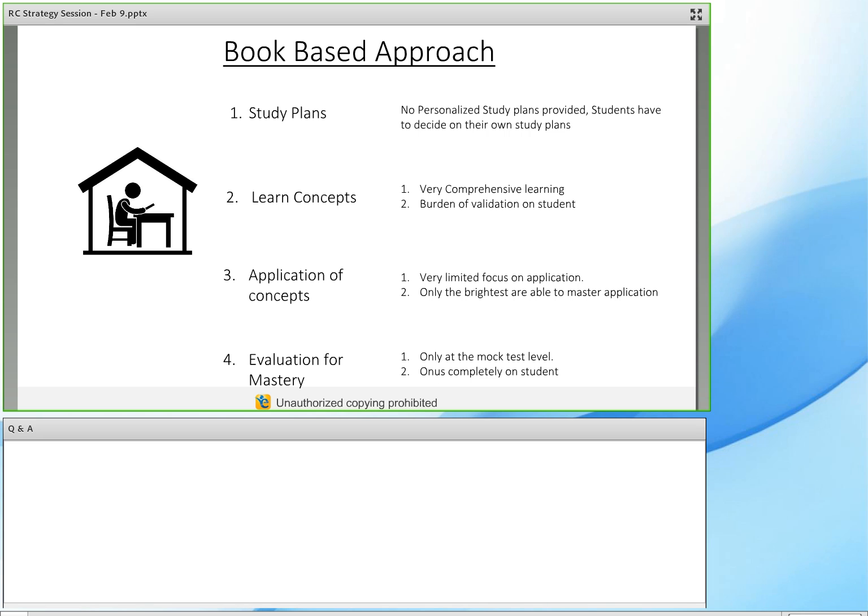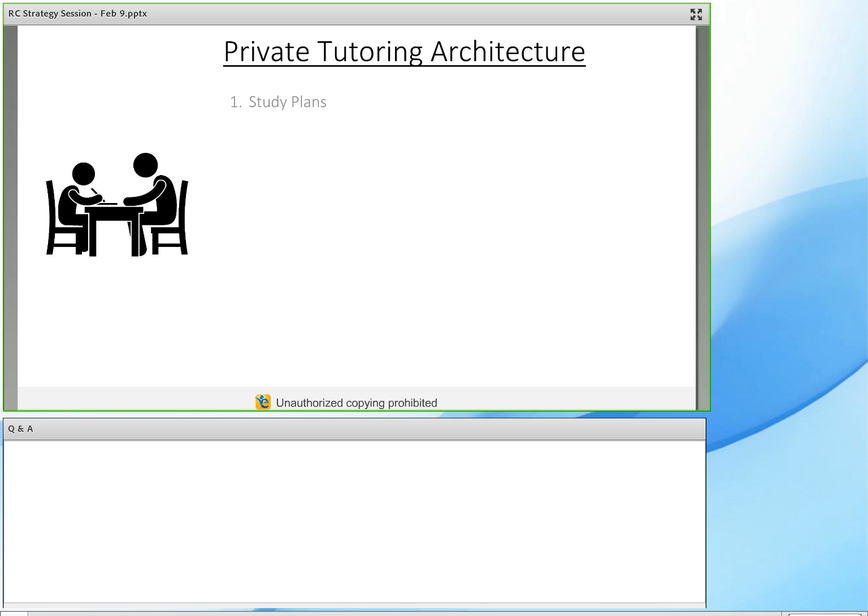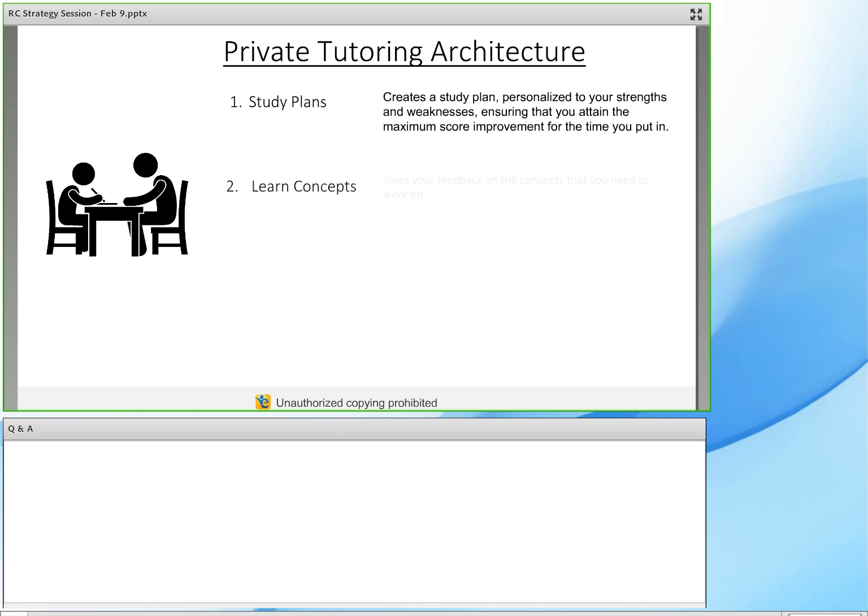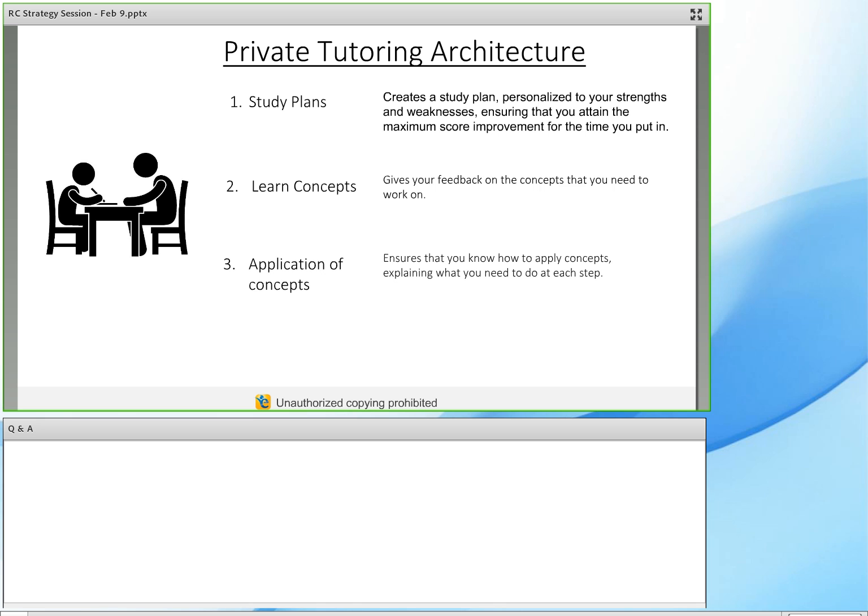Now let's see how a private tutoring based architecture tackles these challenges. When you work with a good private tutor, the tutor assesses your strengths and weaknesses and creates a personalized study plan, in which he ensures that you devote enough time to tackling your weakness. Then a good private tutor teaches you concepts and gives you feedback on areas that you still need to work on. So while teaching, a good private tutor is always evaluating you.